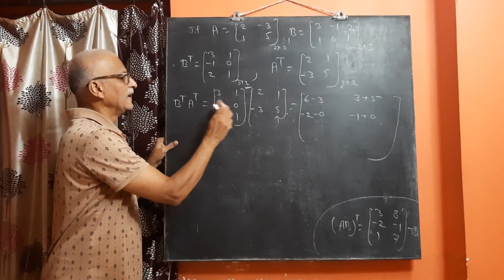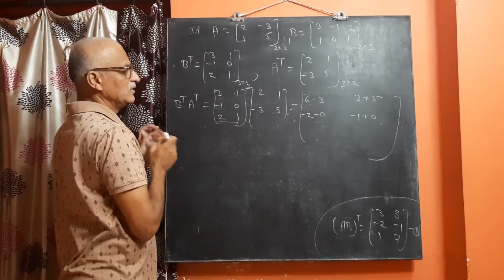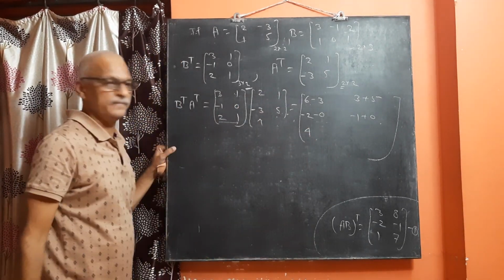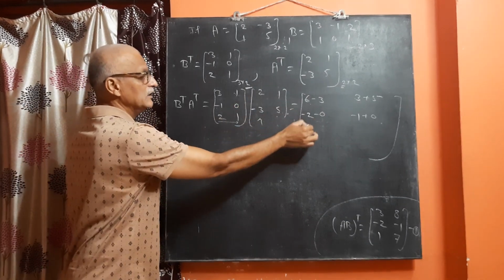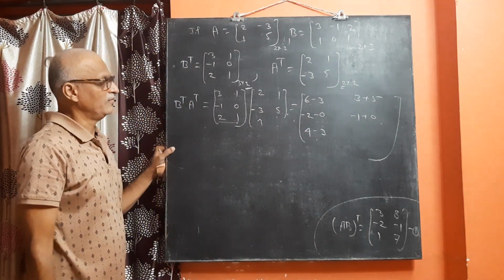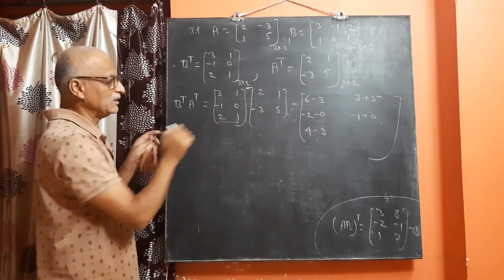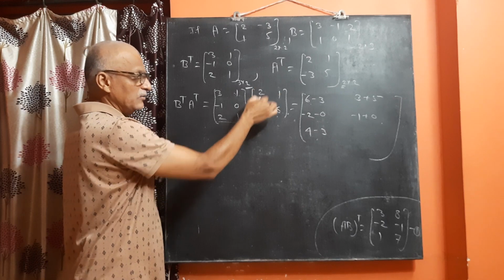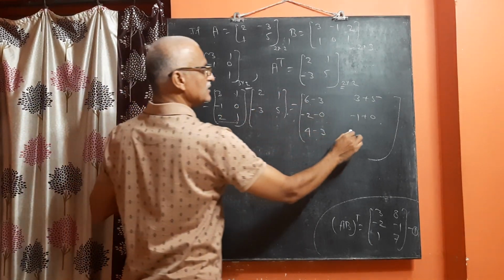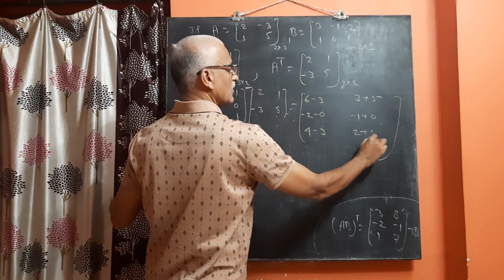Now the third row. See here, what is your third row? This row into first column, that means this one, 2 into 2, that is 4, 1 into -3, that is -3. Then the third row first column is done. Then third row second column, 2 into 1, that is 2, and 1 into 5, that is plus 5.